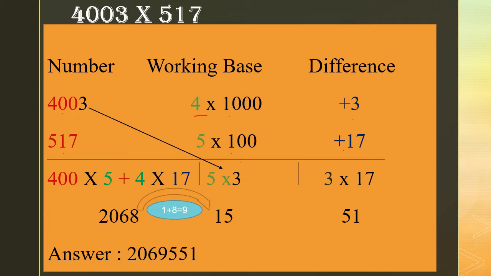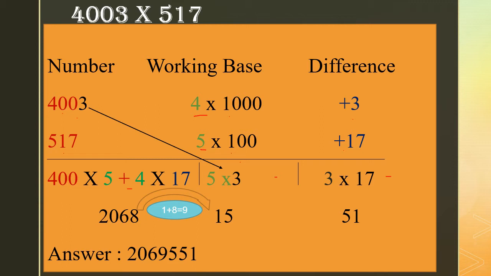Now, the factor for this number is 5. So in this, the factors are different, so the procedure will also be a little different. Now also we'll have three parts: the first part, second part, and the third part. For the second and third part, the calculation is the same as previous, but for the first part, there has to be a little change.